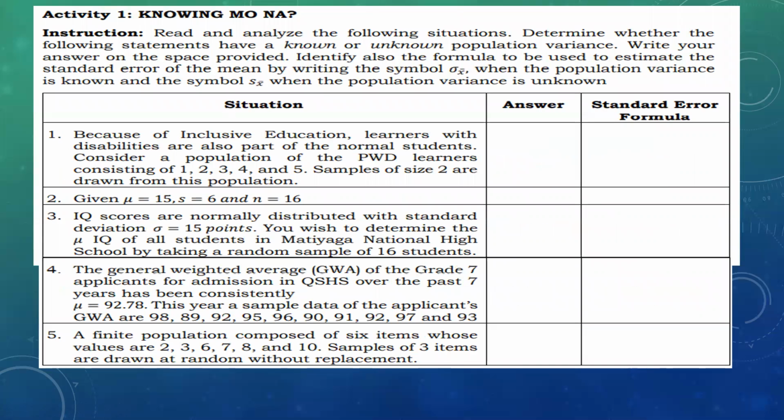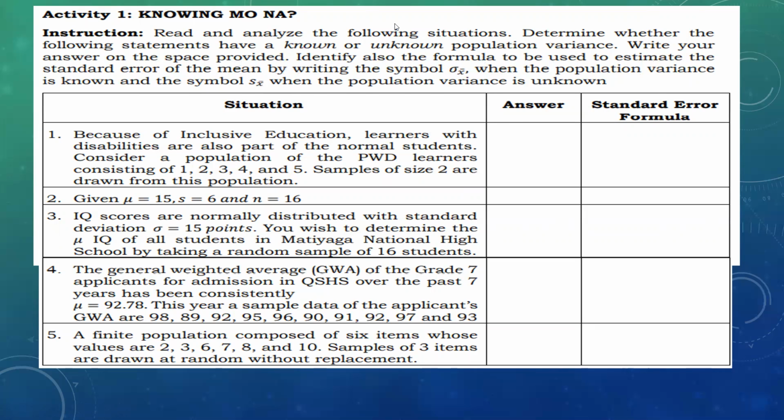Okay? So let's have an example. Read and analyze the following situation. Determine whether the following statements has known or unknown population variance. Write your answer on the space provided. Identify also the formula to be used in the statement to estimate the standard error of the mean by writing sigma of the mean when the population variance is known and S of the mean when the population variance is unknown. So, unahin lang muna natin to.